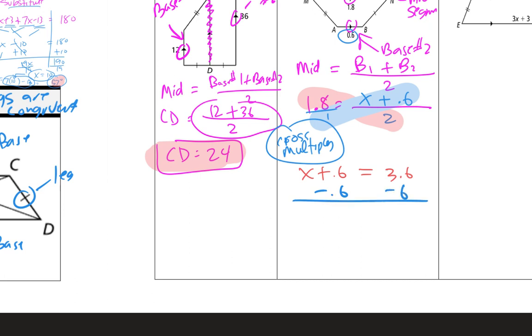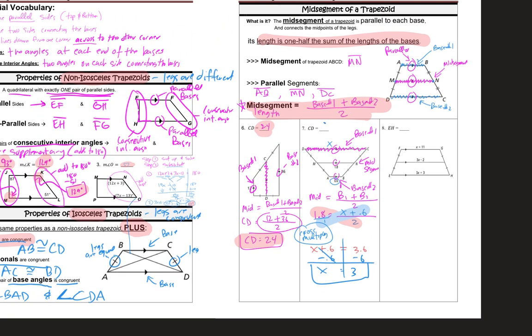If we do that, we're going to subtract our 0.6 there. That cancels out, so x equals 3. Okay, so that's our answer, because that's what we're looking for is x, so x equals 3. That's our main thing that we're going to do: we're just going to set it up exactly the same using this formula.